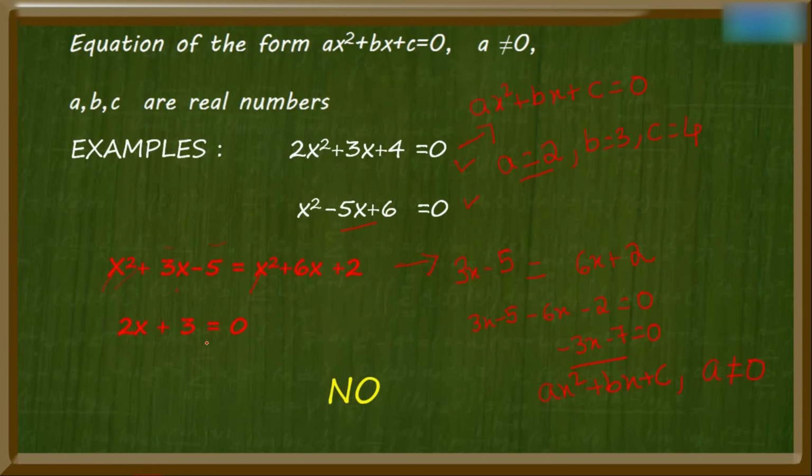Similarly, check 2x plus 3 equal to 0. This is also not a quadratic equation because it is not in the form of ax square plus bx plus c, and here the first thing you notice is a equal to 0. There is no x square term. Remember students, one important thing: for an equation to be a quadratic equation, the highest power of x is 2 and the x square term should be present.